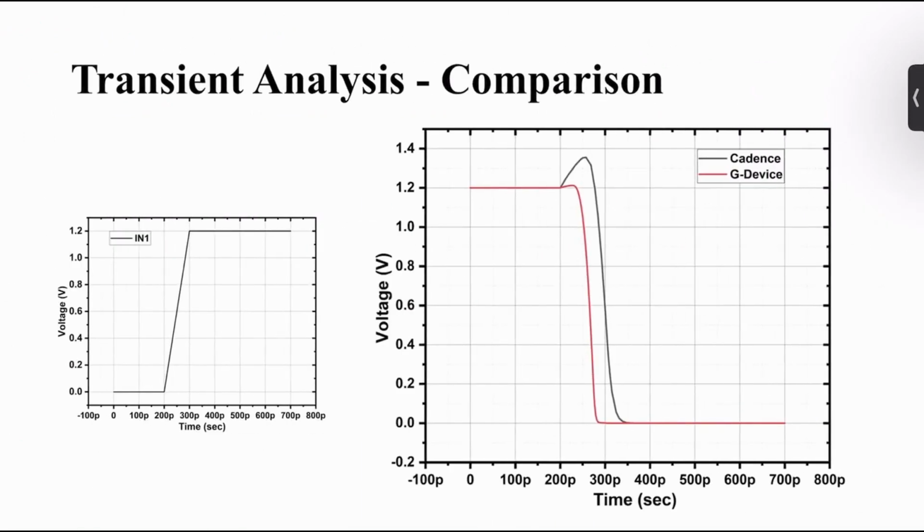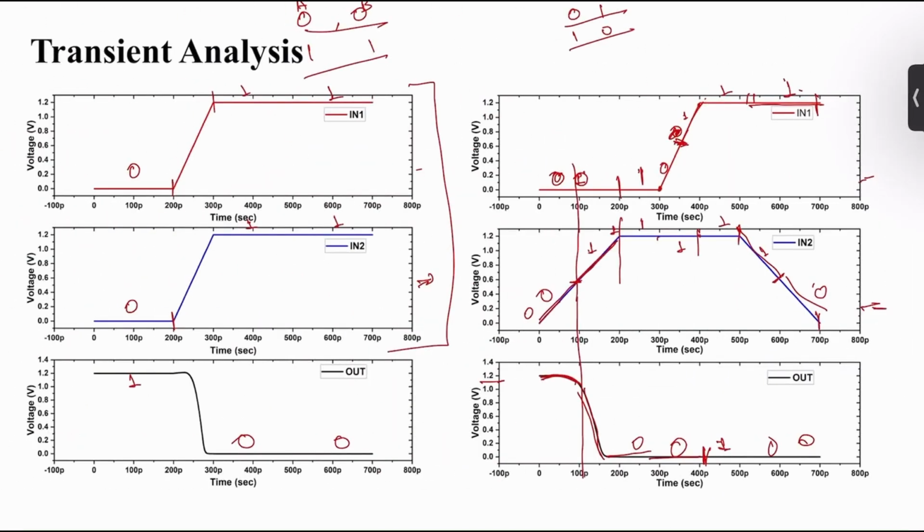So I did the comparison between both. Our input was this for both G device and Cadence, and we can see G device is the red line and Cadence is the black line. We can see the transition for both, from 200 picoseconds to 300 picoseconds. It takes 100 picoseconds to move from 0 to 1 volt. The same here, from 200 to 300 picoseconds, it takes 100 picoseconds to go from 0 to 1.